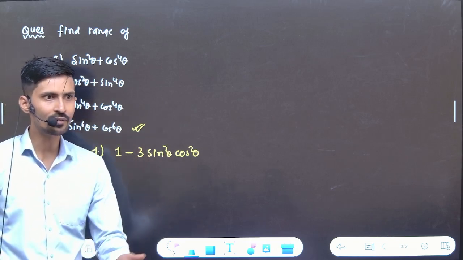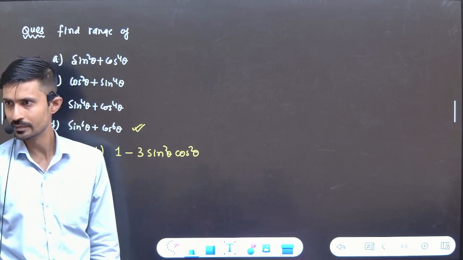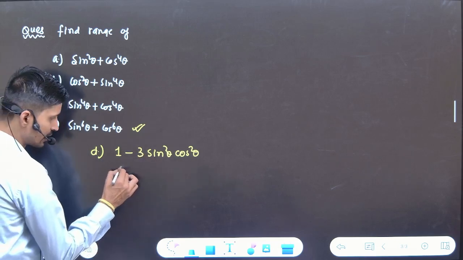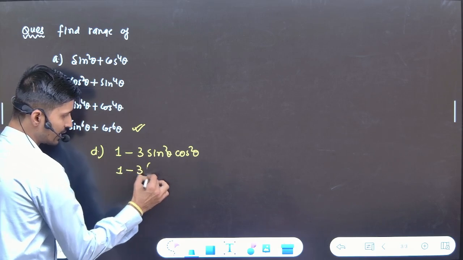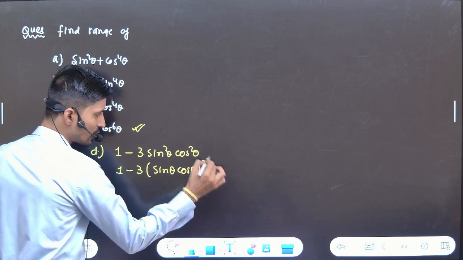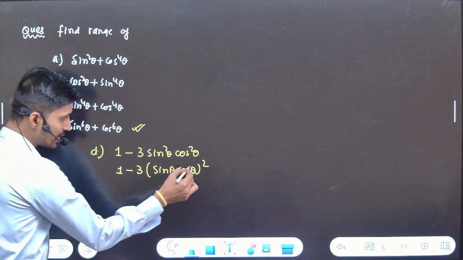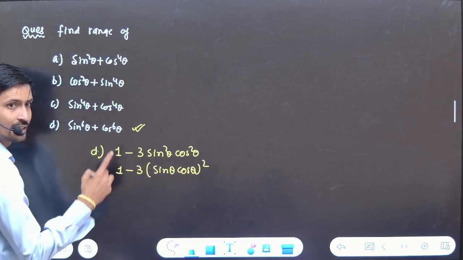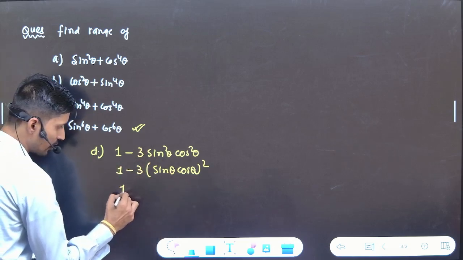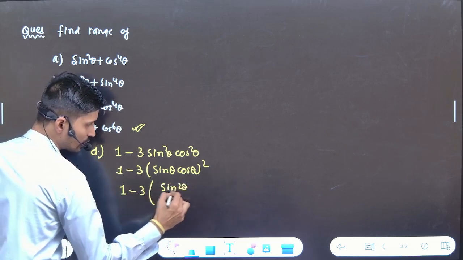So I told you whenever you see sine into cos, we have to apply the formula of 2 theta. But before applying the formula of 2 theta, I will do some changes. 1 minus 3, this I will write as sine theta into cos theta whole square, because both are squared, I can write whole square. And sine theta into cos theta, what can we write? Sine 2 theta by 2. So this will become 1 minus 3 sine 2 theta by 2, whole square.